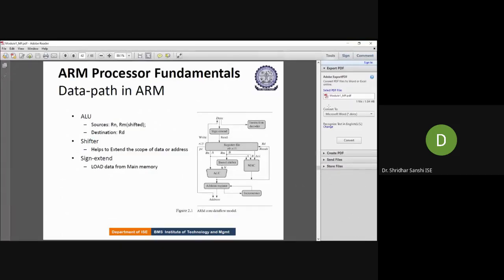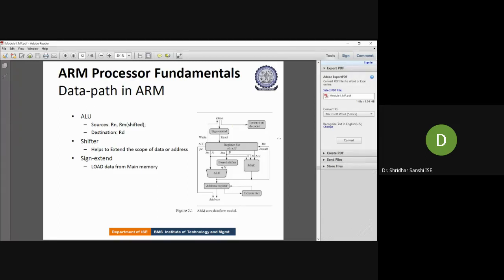Then I talked about how the data flow occurs in the ARM core. This is the block diagram, the model I have given. So I will just revise this. Whenever the data enters, what do we mean by this data? This data either means a data item or an instruction. So the data can be a data item or an instruction.